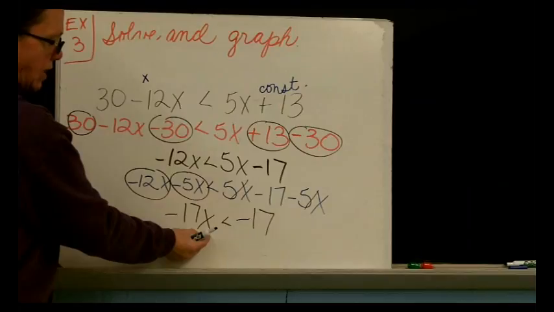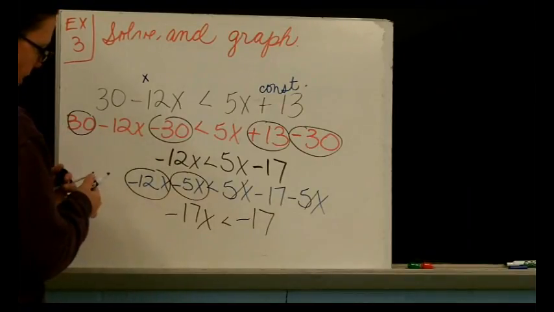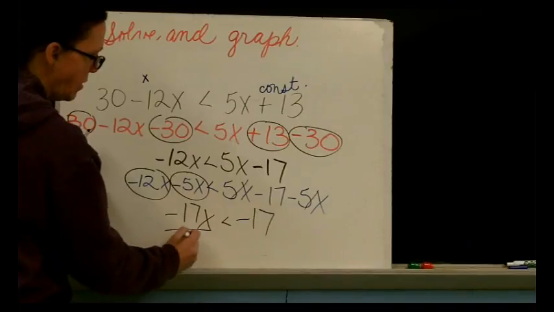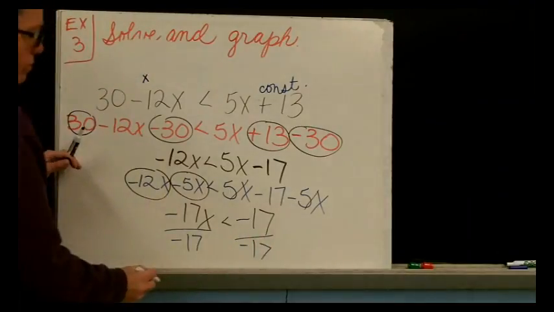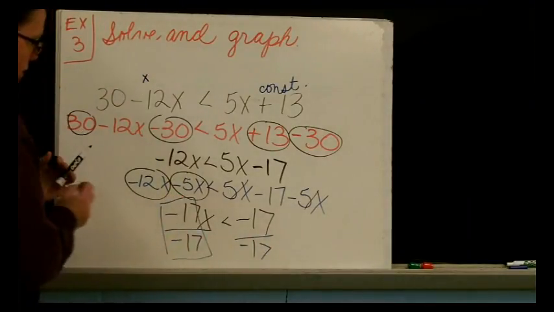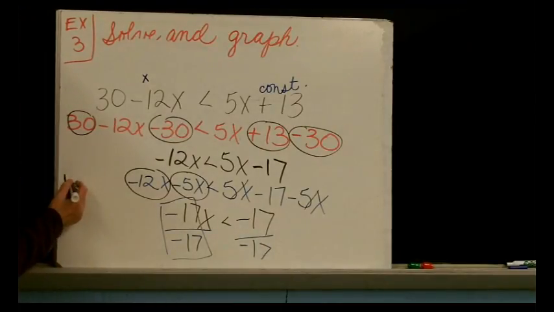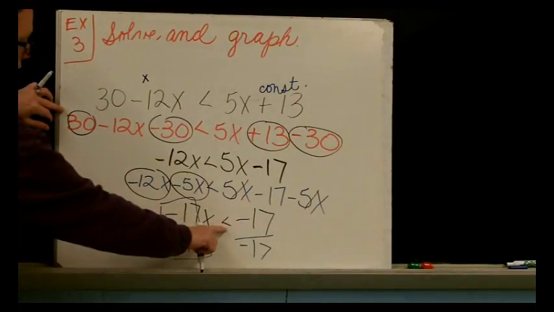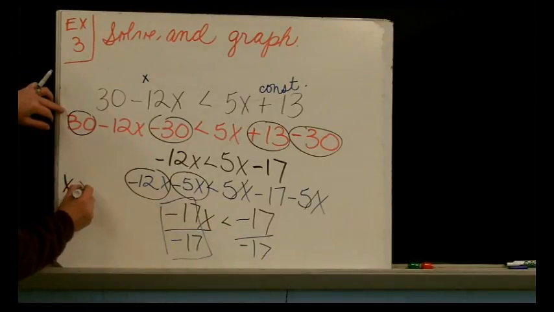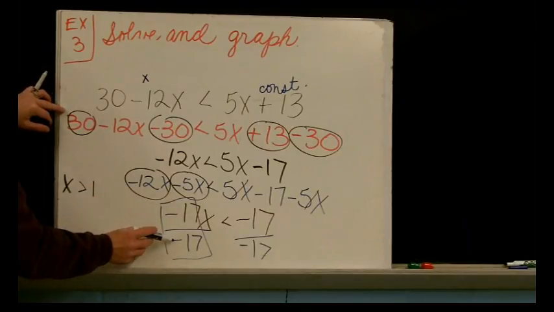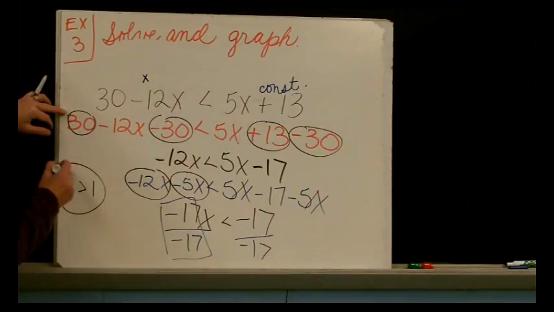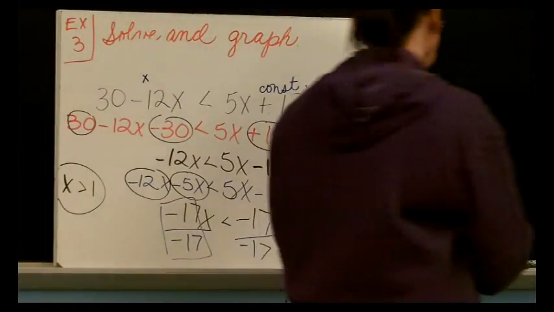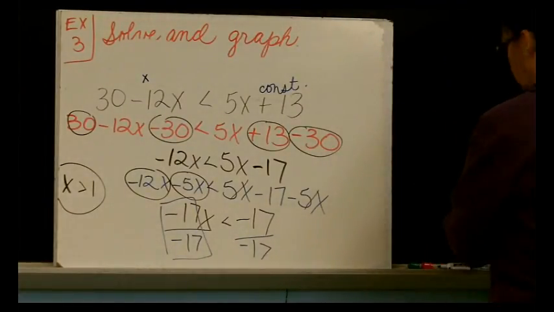Now we need to isolate the x by dividing both sides by a negative 17, because that's the opposite of being multiplied by a negative 17. Our x has a coefficient of 1, and we have that x, now it says is less than, but we're going to make that is greater than 1. Do you remember why? Because we had to divide by a negative number in order to get the x by itself. So x is greater than 1 is our solution.